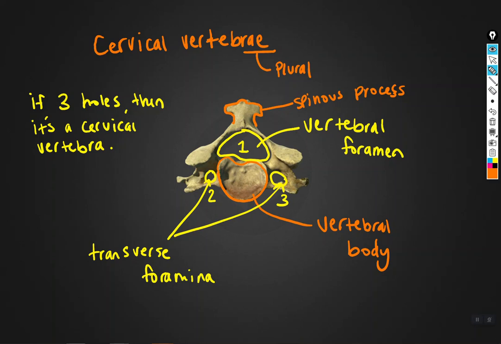So if you see three holes and you see a forked or deviated spinous process, odds are you're looking at a cervical vertebra. And then you just need to figure out, is it a regular one or is it one of the special ones, C1 or C2? So that's this view. Oh, and let's also label the transverse process. And then this piece of bone, and also this one over here, is the superior articular process.